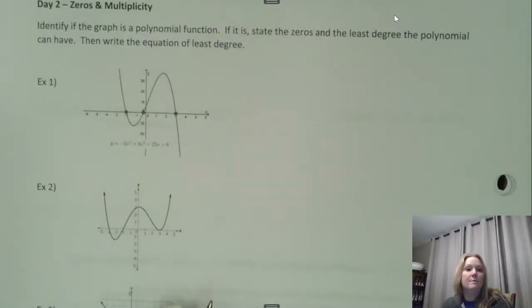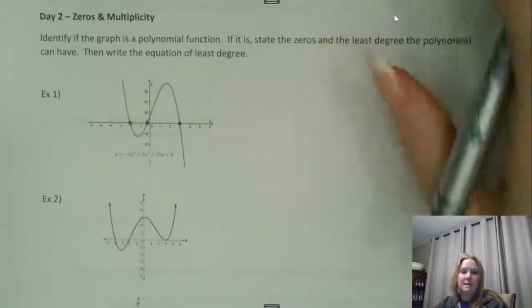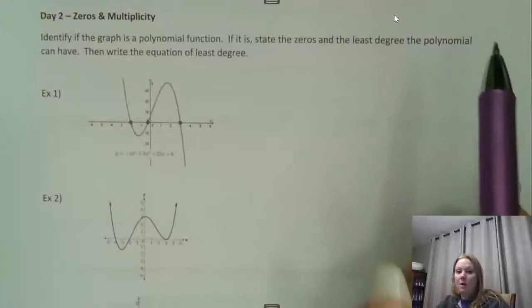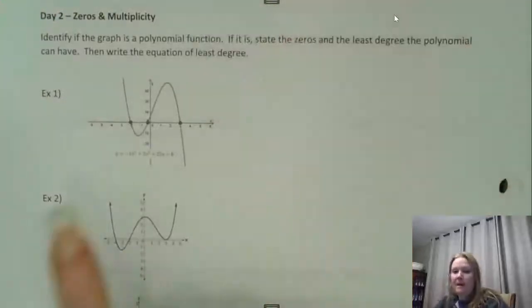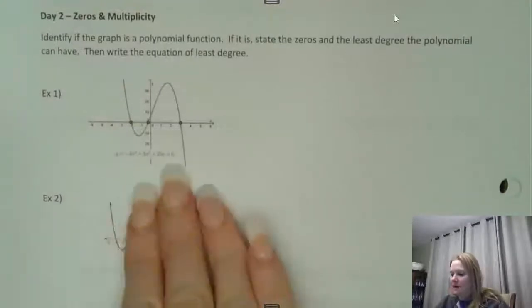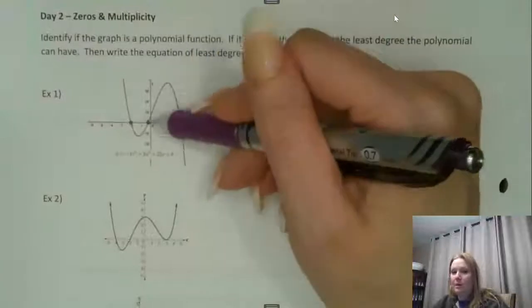Okay, so day two, we're looking at zeros and multiplicities. It says identify if the graph is a polynomial function. If it is, state the zeros, the least degree of the polynomial can have, and then write its equation of least degree. Okay, and they do have the equation here, but we're going to look at how we're going to do it. So first of all, is this a polynomial?